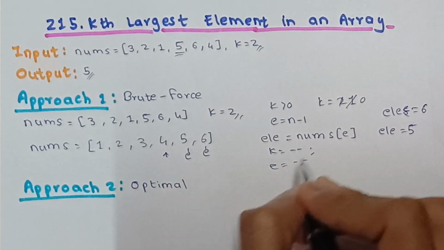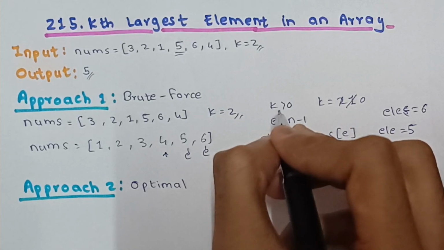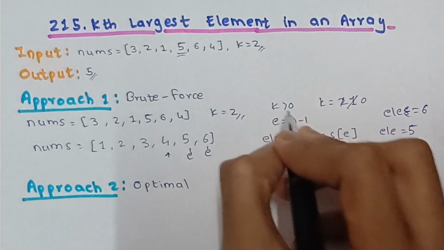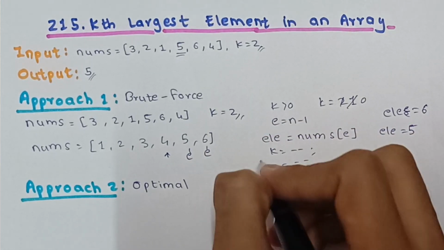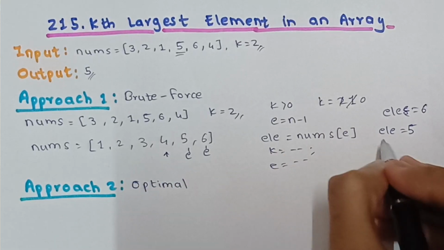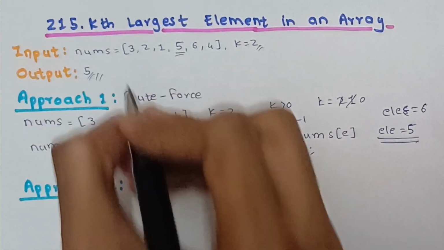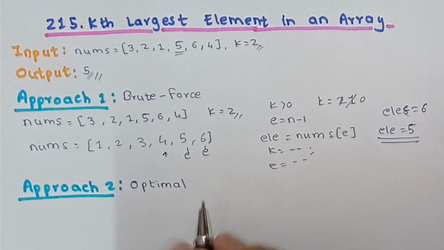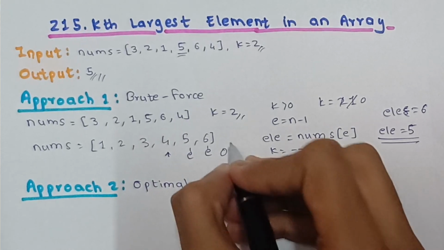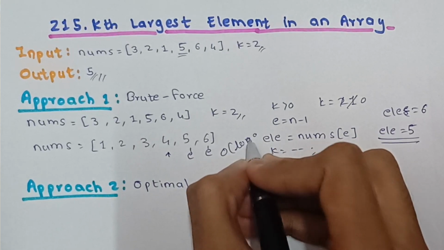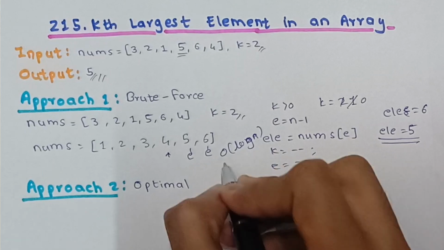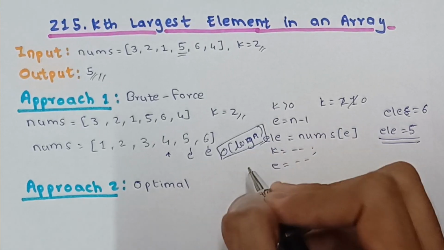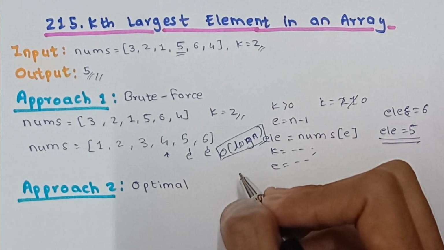Now k is 0, not greater than 0. So the while loop will not execute, and finally we will return the element which is 5, and our output is also 5. This is the brute force approach. But here the time complexity is big O of n log n, because we are sorting the array. So this is not an optimal approach. This is a brute force approach.